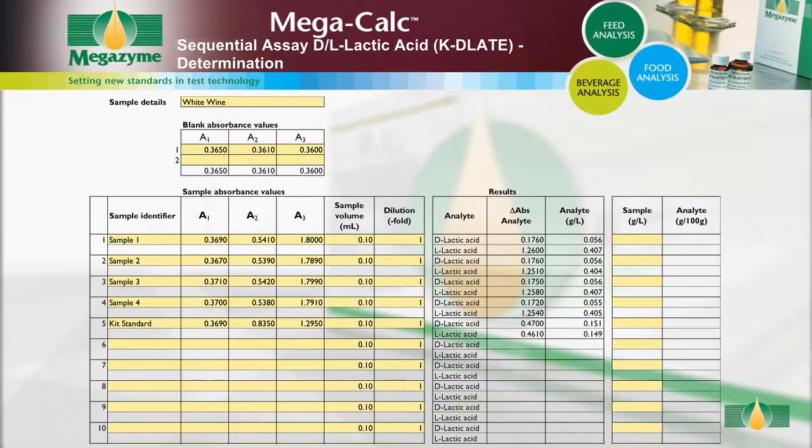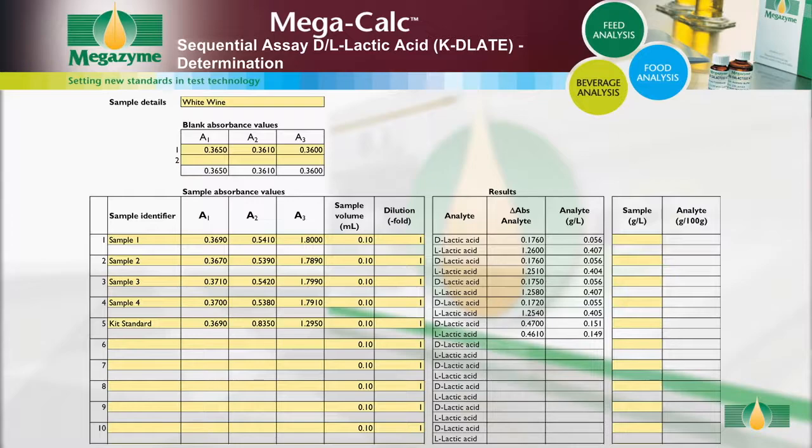Open the MegaCalc worksheet and input the following: sample details, absorbance readings for the blanks. For each sample, input the sample identifier and the absorbance values for the samples. Alter the sample volume if a volume other than the default 0.1 milliliters is used. If dilution of the sample has been performed, then input the dilution factor used. If no further dilution was performed, the dilution factor is 1. When all of the data has been entered, the concentration of D-lactic acid and L-lactic acid in the sample is automatically calculated and given as grams per litre in the original sample.